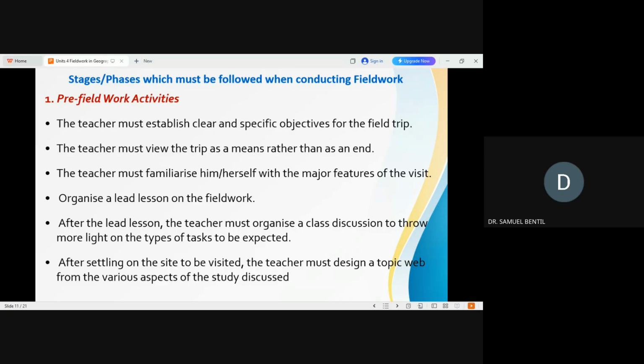Then you must also organize a lead lesson on the fieldwork with your students. They must know where they intend to go. What are they supposed to do? What are they supposed to wear? Do they have to get some protective gear? What are their roles? So you must organize a lead lesson on the fieldwork they are going on, so that everybody will be certain as to what they need to get and what they are going to do, even if they are going to work in groups. All these things must be done in the lead session.